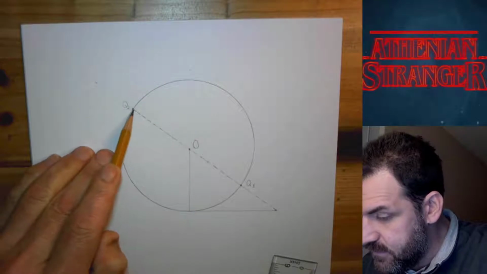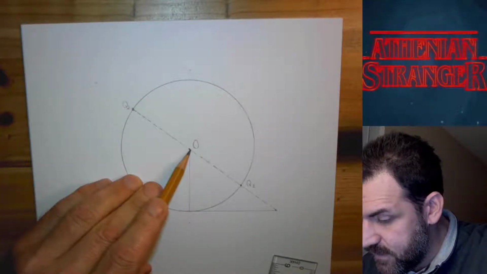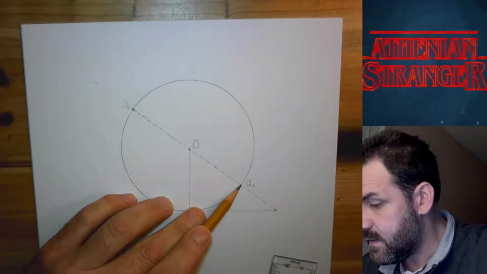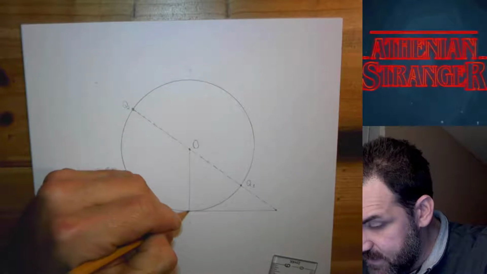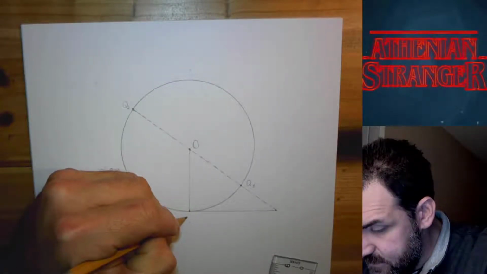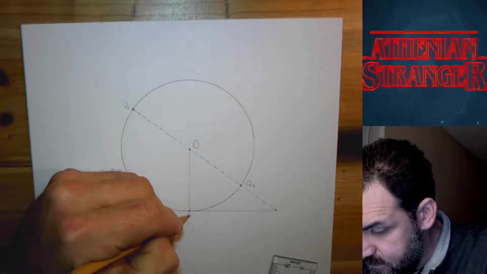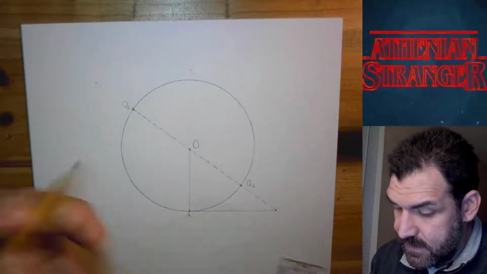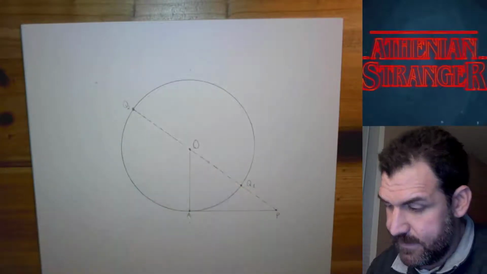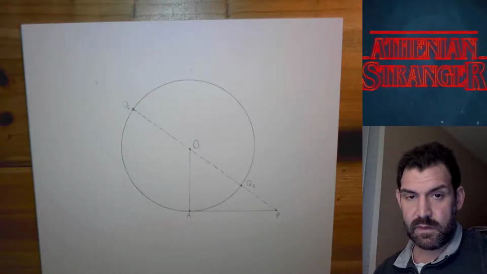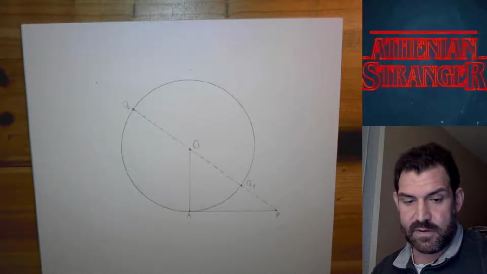Remember, the distance from Q2 to O is the same as the distance from O to Q1. This is the center of the circle, so these are radii. They're equal to one another. All radii are equal to one another. Now, this point down here, we're going to call A. And this point right here, we're going to call P. Okay? Alrighty, so I'm going to let you get that drawn.